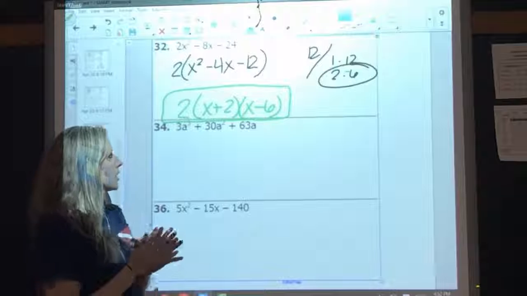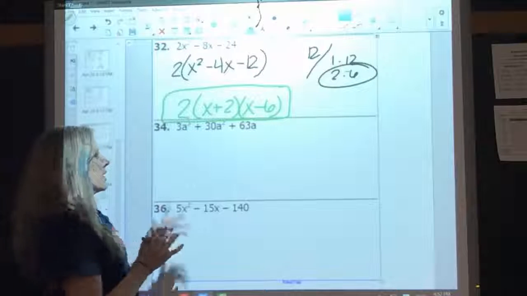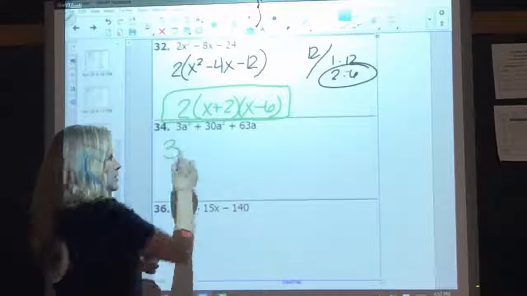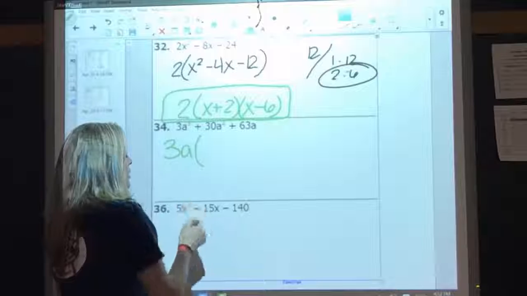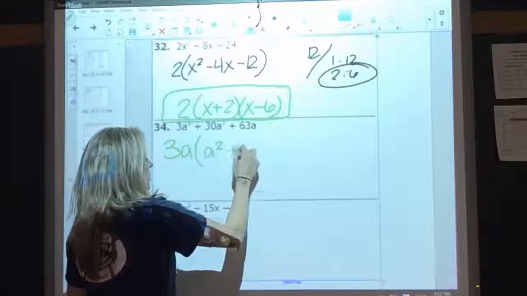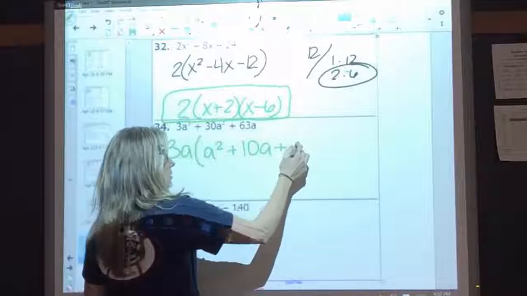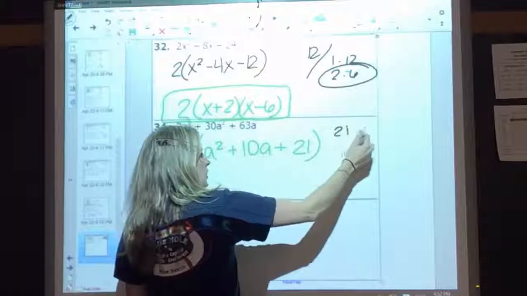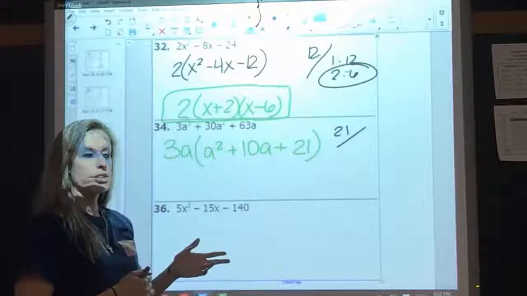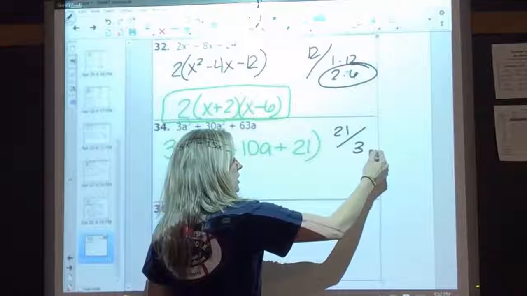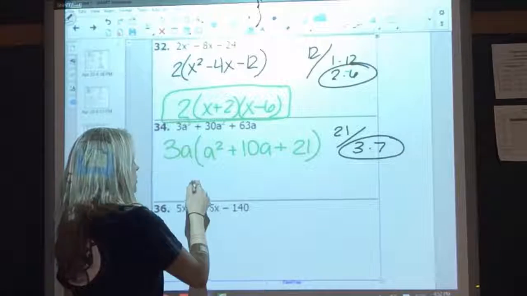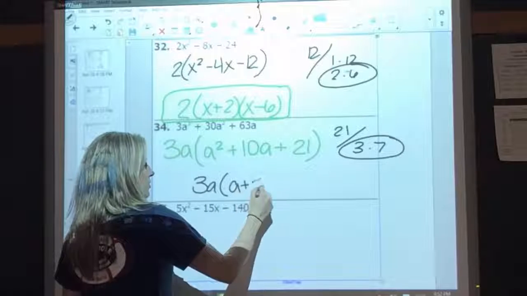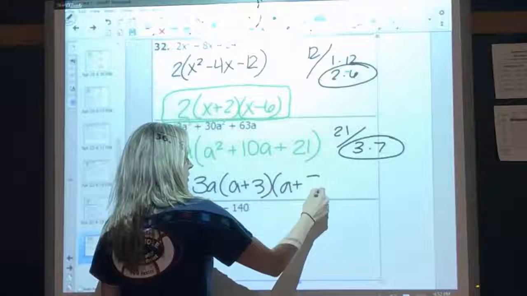All right, 34. On 34, they all have a 3 in common, and they all have an a in common. So we're going to take out a 3a. And we're left with a squared plus 10a plus, what, 21? So you should have found the factors of 21, and the 2 that'll add or subtract to give you 10 would be 3 and 7. Okay, so your answer for 34 should have been 3a, a plus 3, a plus 7.